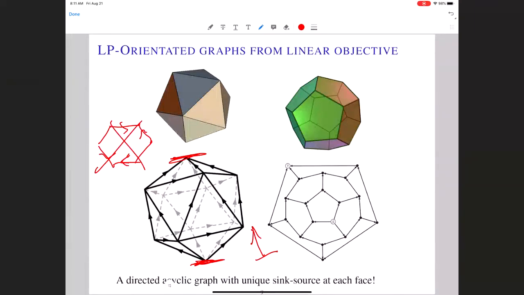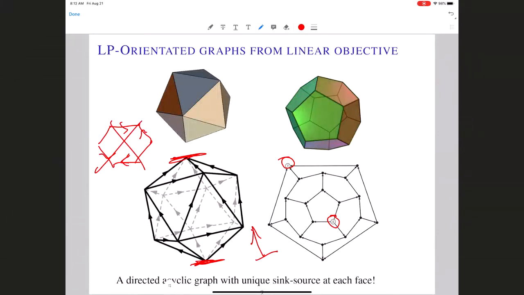So here's another example with the dodecahedron. And you can see this is the minimum, this is the source, and this is the sink. So essentially the simplex method, as I'm going to show you in a moment, is working on this directed graph, but it has to respect the orientation. It cannot violate the orientation. So I'm interested in these monotone paths for that reason. Okay? Are you with me so far? Are there any questions?